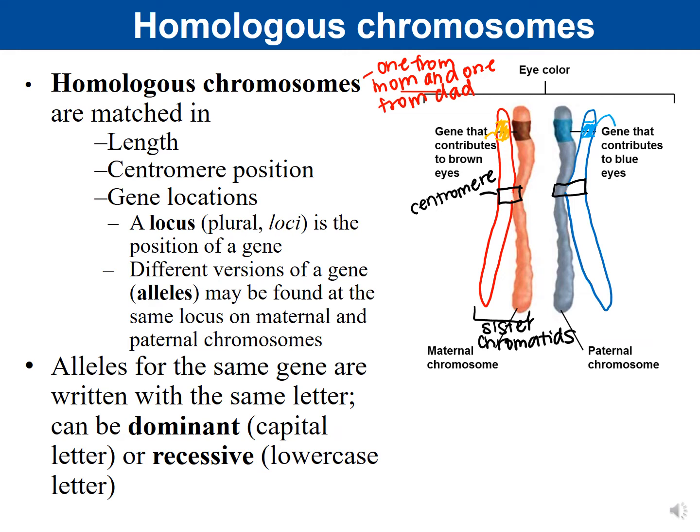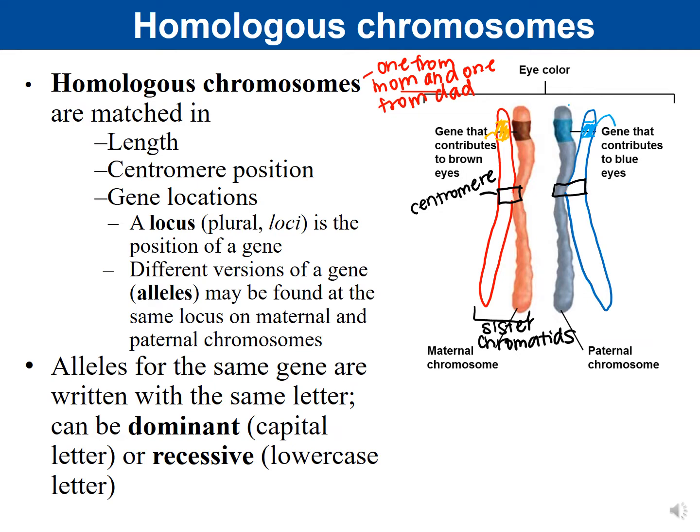So homologous pairs are matched in length. The one from mom and the one from dad are the same length. They have the same centromere position, so the centromere is in the same place. They have the same, what we call banding pattern. When we stain those chromosomes, they have regions where they compact in tight, and you see these darker bands, and you'll see parts that are lighter bands. So homologous chromosomes have the same banding pattern. And lastly, they have the same gene location.